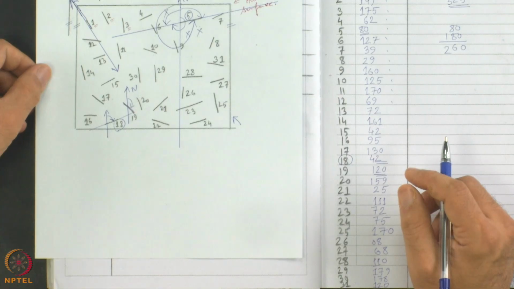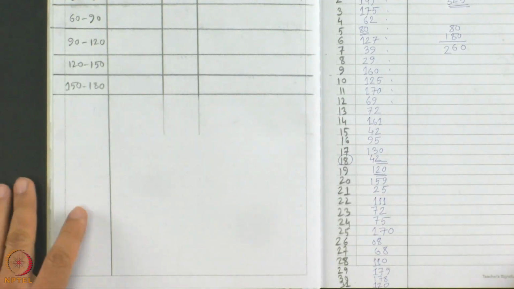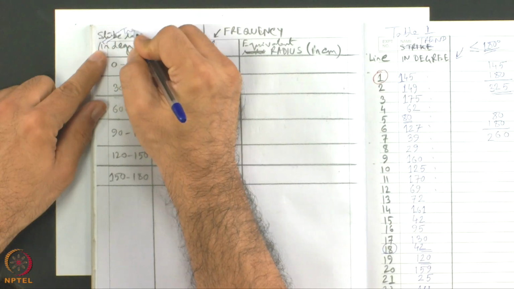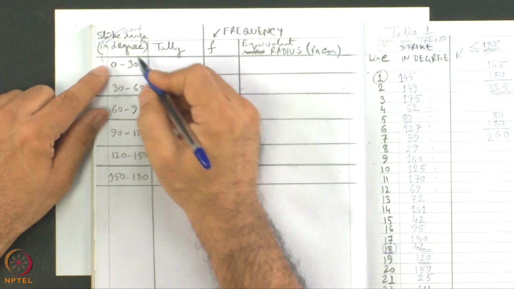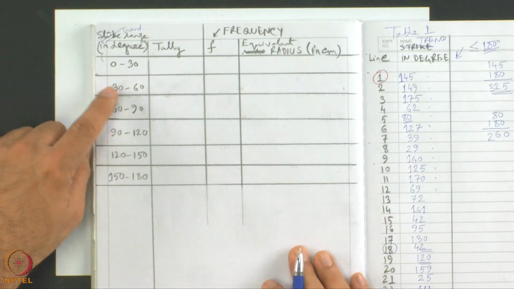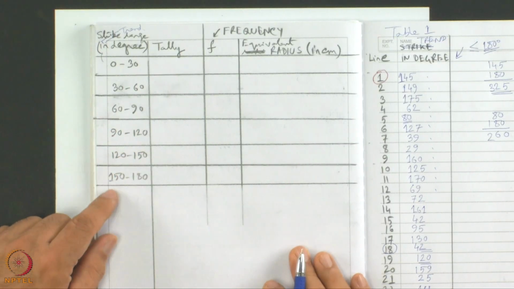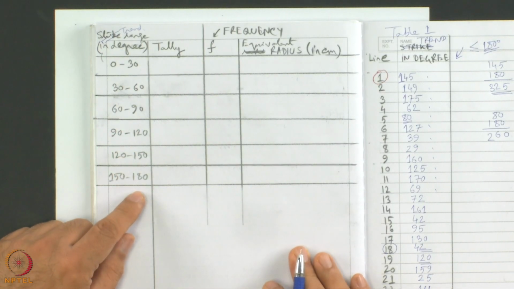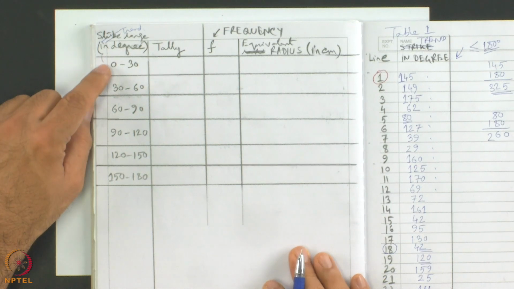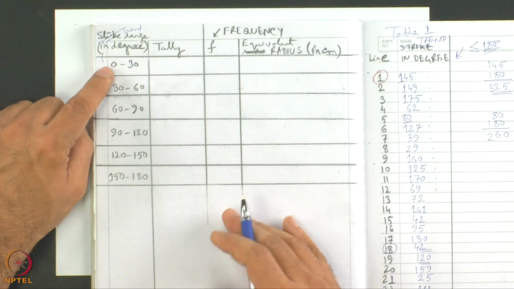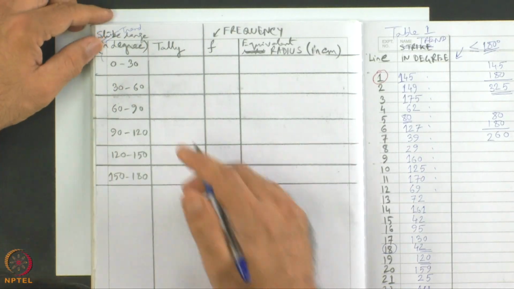Now, to create the rose diagram, we have to create another table in this way. Trend range in degrees: 0 to 30, 30 to 60, 60 to 90, 90 to 120, 120 to 150 and 150 to 180. You can raise a question why a 30-degree interval is taken. You can also raise a question why I am starting from 0 degrees. These will be explained after the first rose diagram gets created.